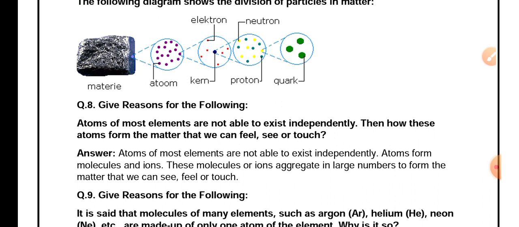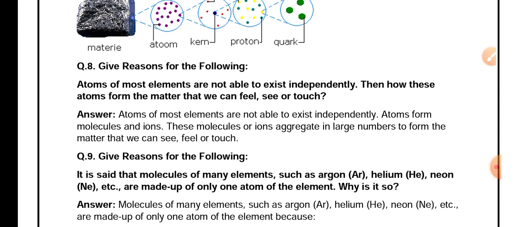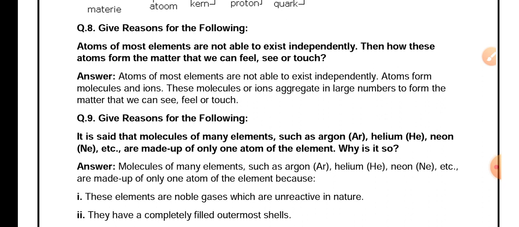Give a reason for the following. If atoms of most elements are not able to exist independently, then how do these atoms form the matter that we can feel, see or touch? Atoms of most elements are not able to exist independently. Atoms form molecules and ions. The molecules and ions are aggregated in a large number in the form of matter that we can see, feel or touch.